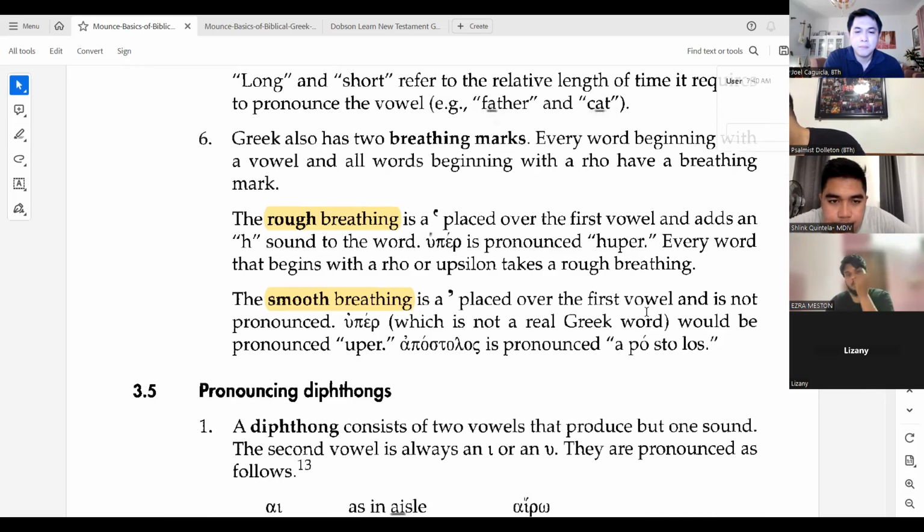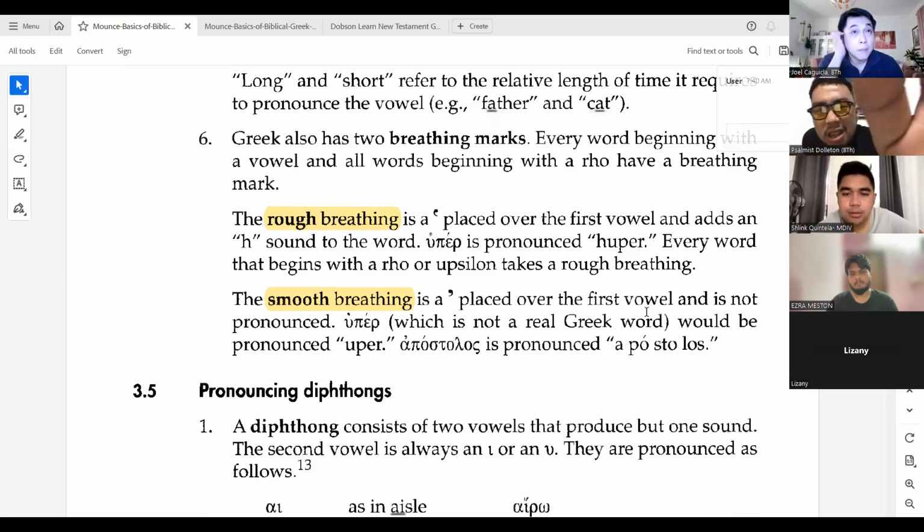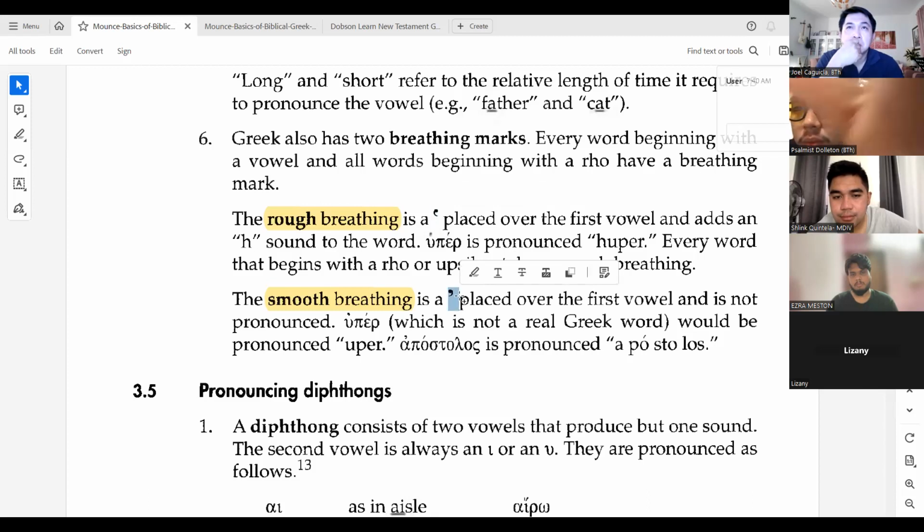Okay, so point 6, this is also important: there are two breathing marks. There's the rough breathing, and these breathings are on the top of vowels. Remember our vowels: alpha, epsilon, iota, omicron, the eta, iota, omicron, upsilon, omega. You notice that the direction is different, no? The rough breathing is going to the right, while the smooth breathing is toward the left.